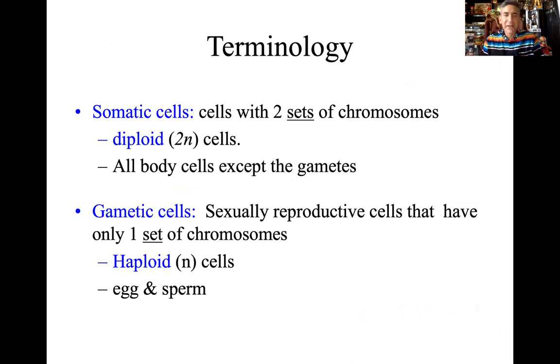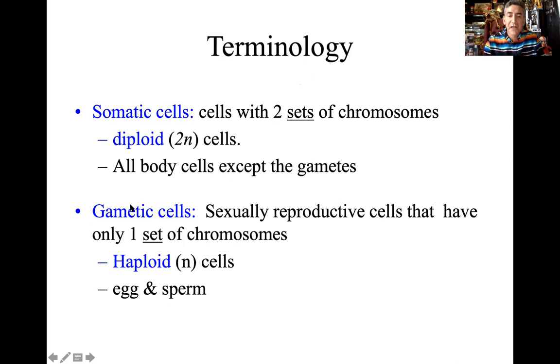I'm going to use a little bit of vocabulary here. When we deal with mitosis, we deal with somatic cells, diploid cells. So all body cells except the gametes. A heart cell, a skin cell, a kidney cell, a brain cell, any cell that has two sets of chromosomes. Diploid, two sets of chromosomes, 2N, algebraically speaking. We have two sets because we got one set from mom, one set from dad. And that's the somatic or diploid cell. All body cells except for the gametes.